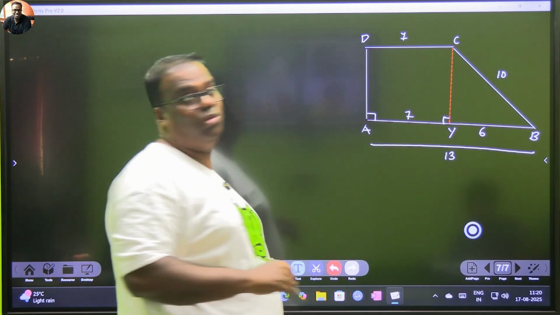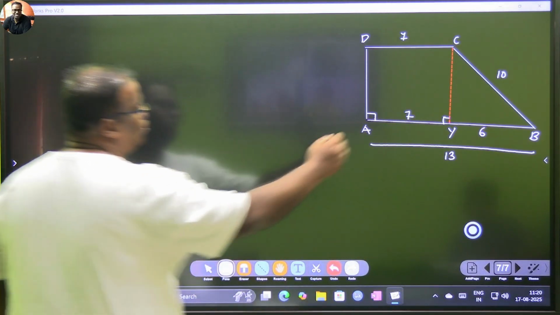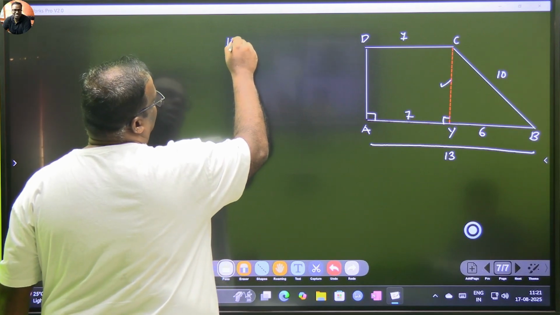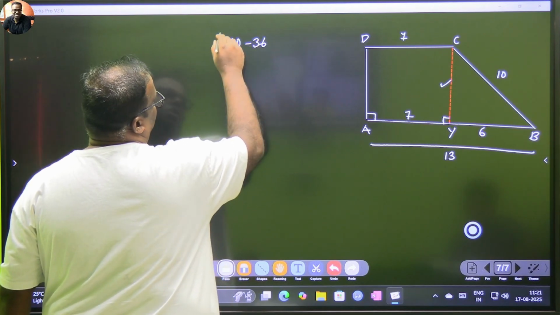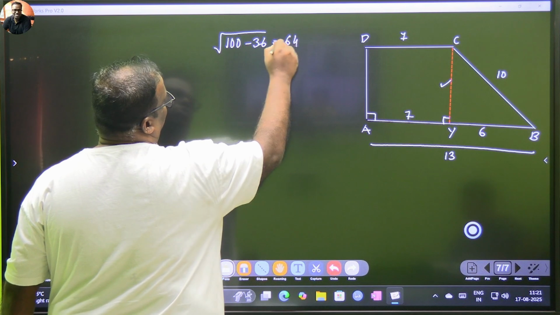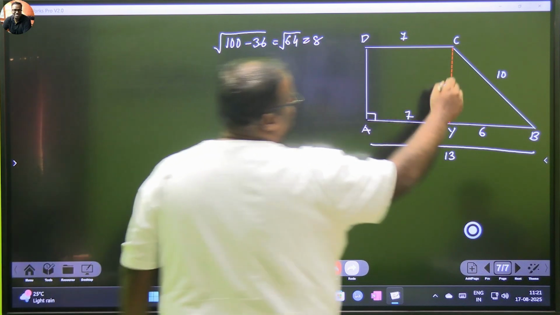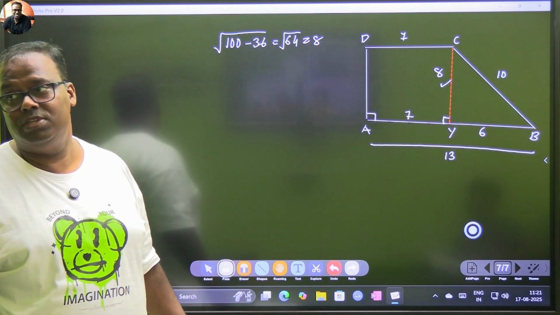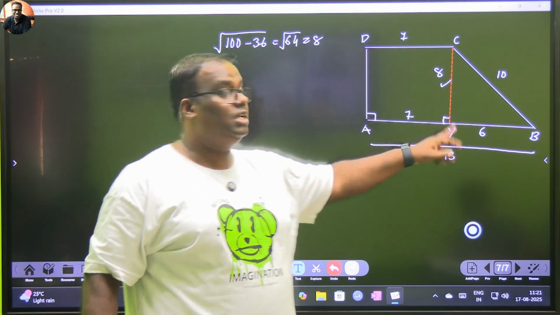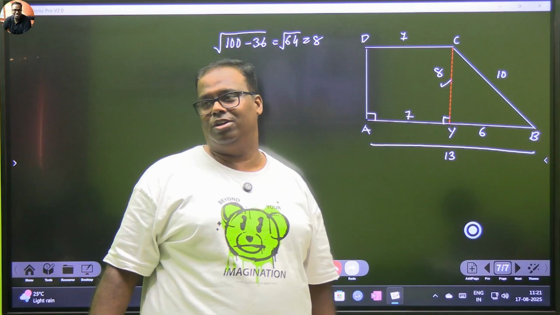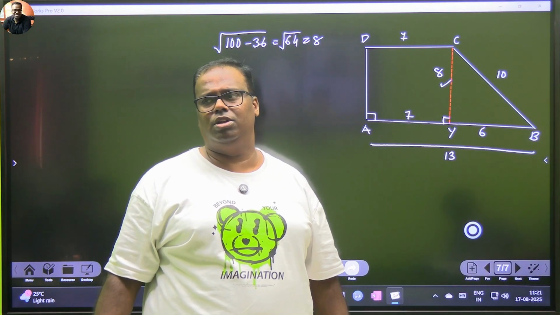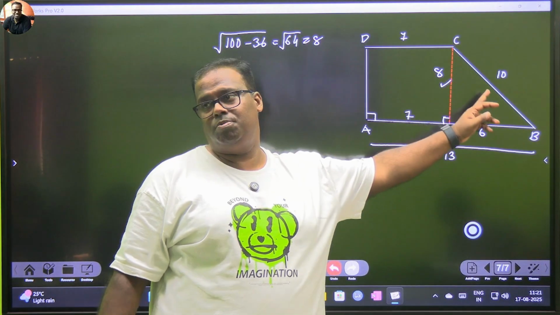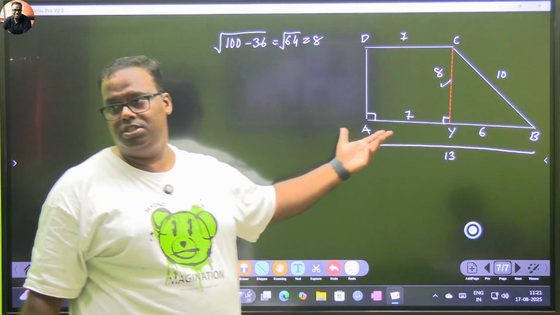With 6 and 10, you have another Pythagorean triplet out here. You need this data now to solve the problem. So the smaller side is always the root of 100 minus 36. 100 minus 36 is 64. If you do the root of it, it is 8. So always remember, just like 3, 4, 5 is a Pythagorean triplet, 6, 8, 10 is also a Pythagorean triplet. So now the job is easy for us.